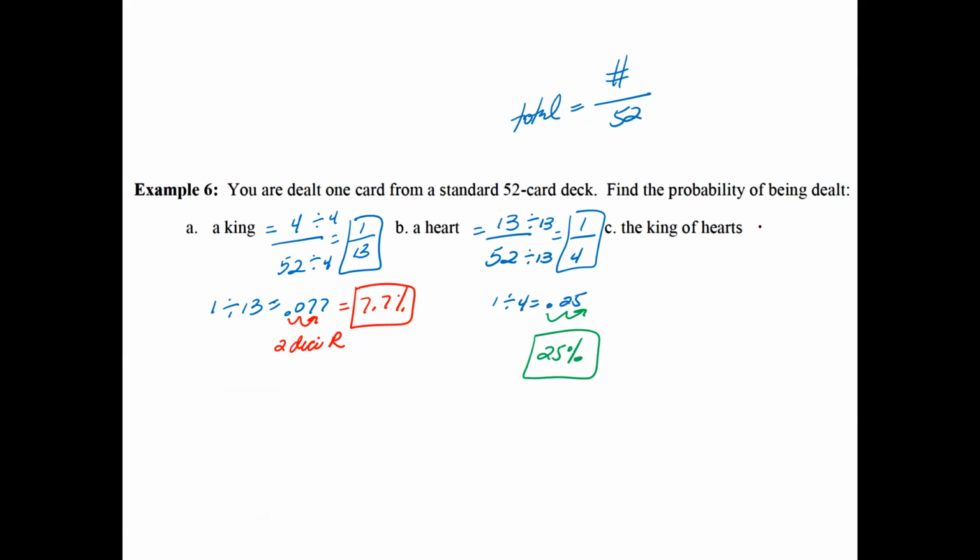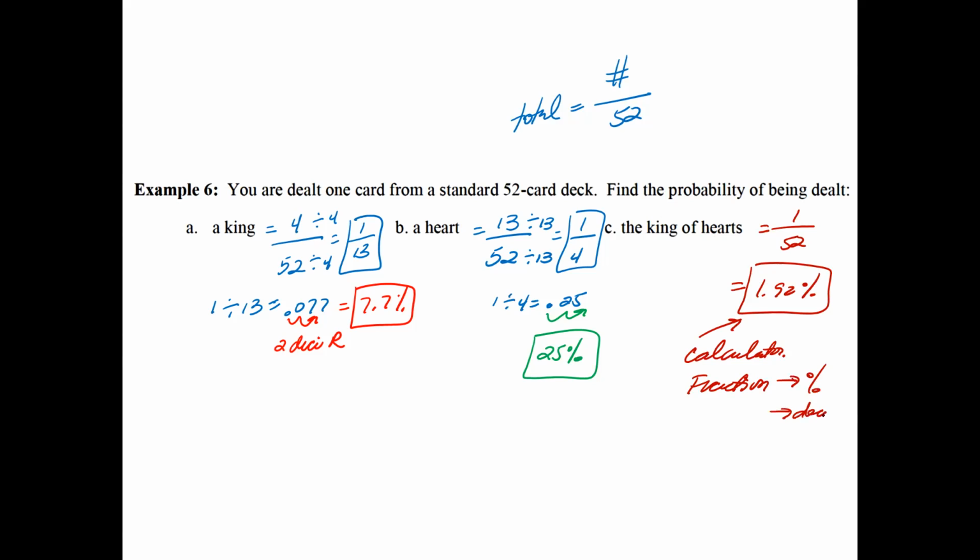King of hearts. Well, I know there are 4 kings and there are 13 hearts, but in a set of 13 hearts, there's only 1 king. So it's 1 out of 52, or 1.92%. Make sure you are practicing this by using a calculator so you know how to divide fractions and convert them to percentages and then also to decimals.